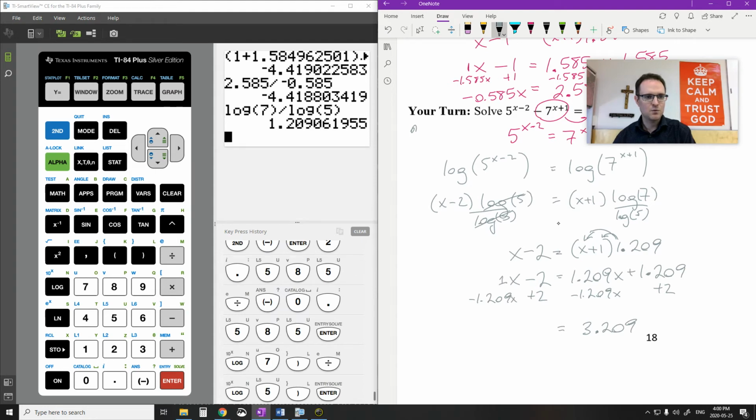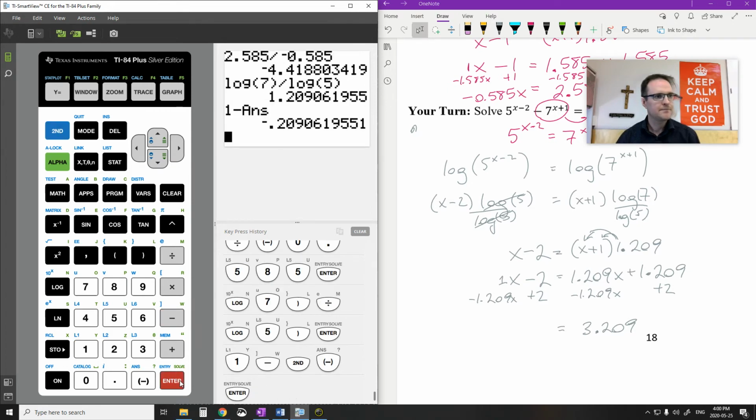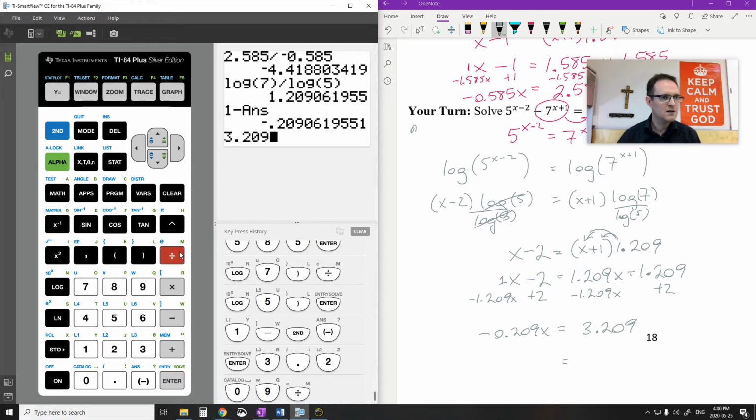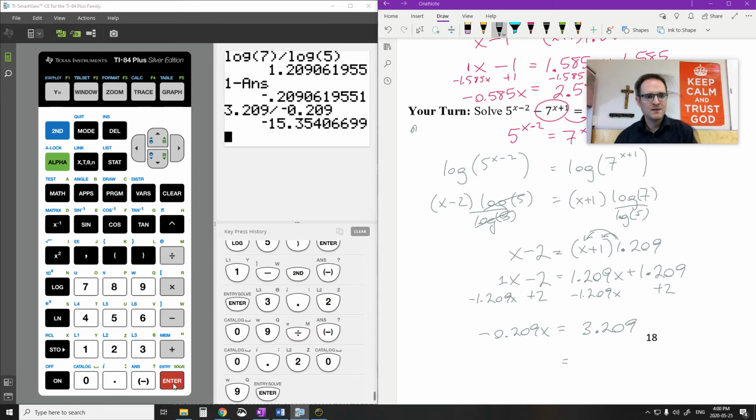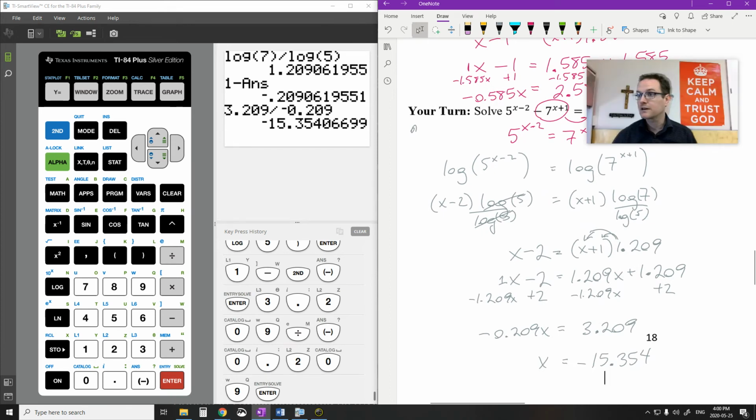Okay, remember this is 1x here, so it's going to be 1 minus this answer. So I'm going to get, again, negative 0.209x, and then I'm just going to use the numbers I have written there, so 3.209 divided by negative 0.209, sorry. So I get an x value of negative 15.354. Okay. Now, what I want to do is verify these and see if these are actually good and do they actually work here.